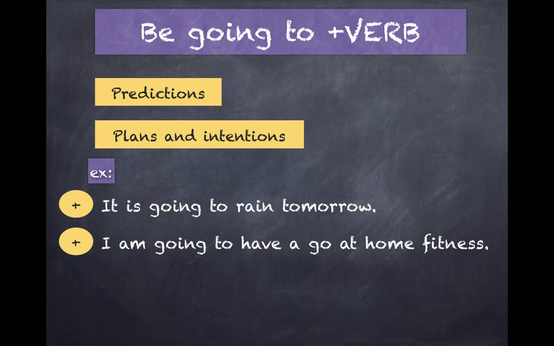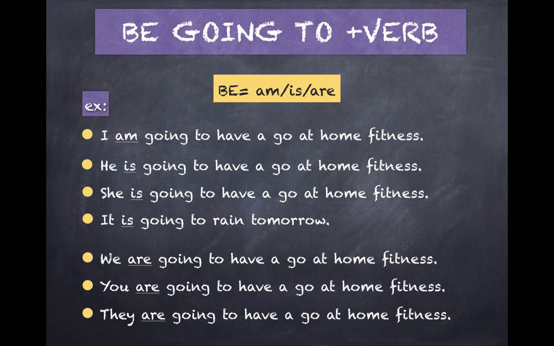Example, it is going to rain tomorrow. It's an example of prediction. And I am going to have a go at fitness. It's an example of plan. Now, if you notice the structure be, we have is and we have am here, and going to. In the first example, we have rain. The verb doesn't change, that's the main verb. And going to, we have have as a verb in the phrase have a go at. Let's go further. Be going to plus verb.